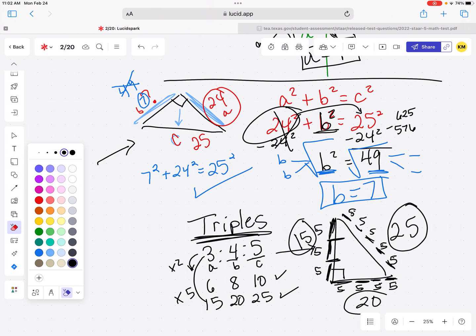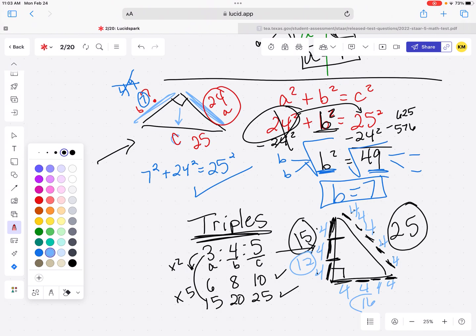Instead of 5s, I could have put 4 on each unit. Okay, so here's all my 4s. This would have been 12. 4 times 4 is 16, and 5 4s is 20, correct? So 12, 16, and 20 is also a Pythagorean triple because it has the ratio of 3 to 4 to 5.